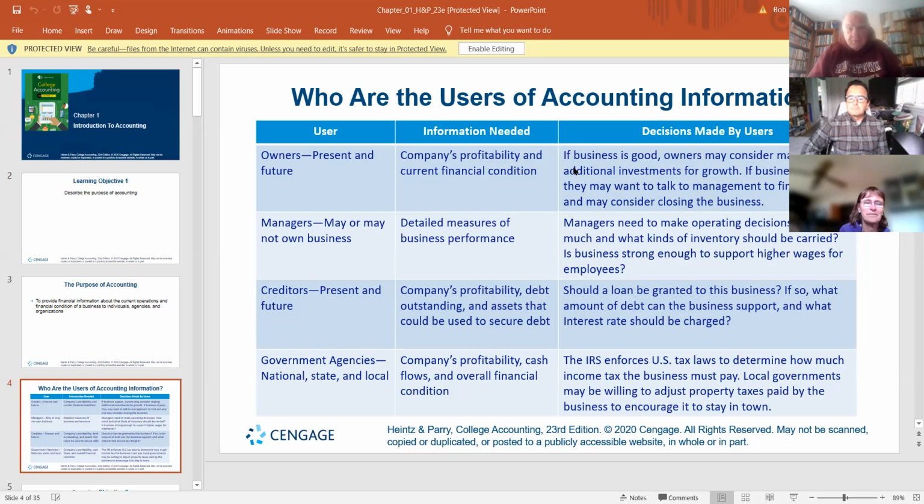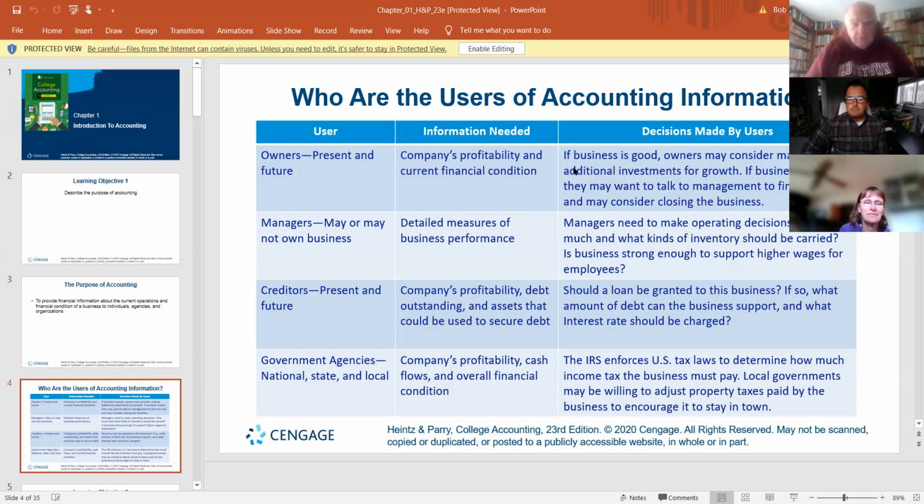The managers, well, they're the ones, like Cornelia said, who are interested in the details. One example might be the sales managers. They may get a bonus based on the company's performance. So they're certainly interested in how the company's doing. A manufacturing manager, his or her bonus may be based on the type of production they get out of the plant.